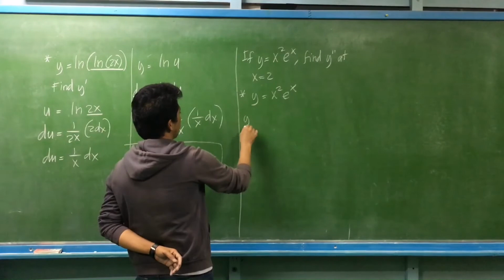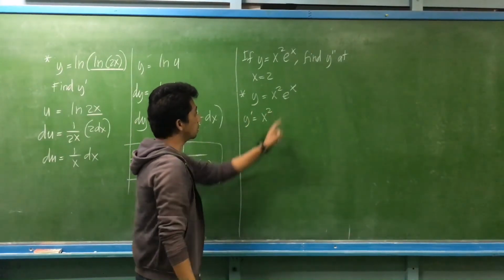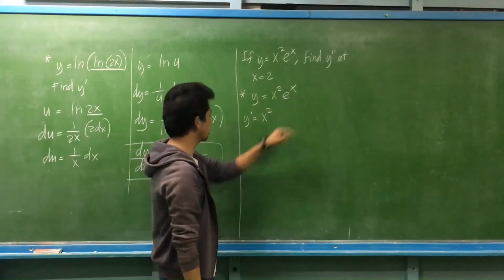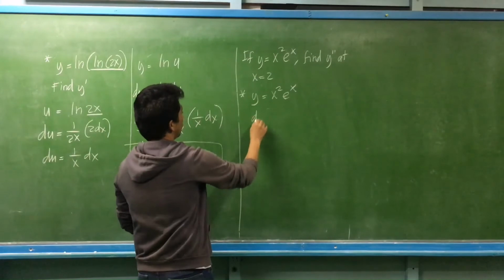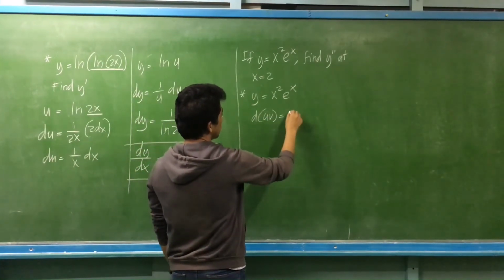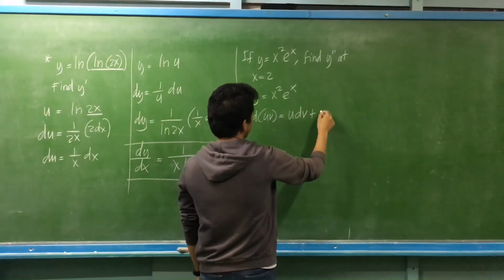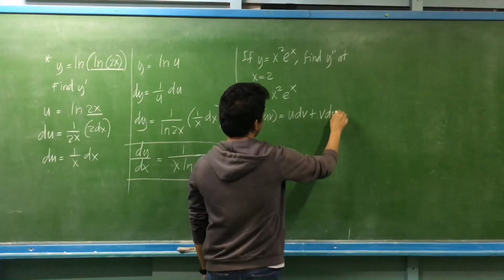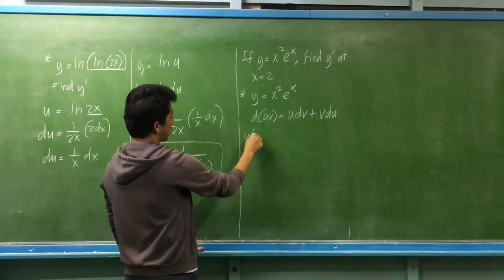Okay, we have y prime. What is our first term? x squared. What is the derivative of the second term? If we recall, the derivative of a product, u and v, is equal to your first term times the derivative of the second term, plus your second term times the derivative of the first term.